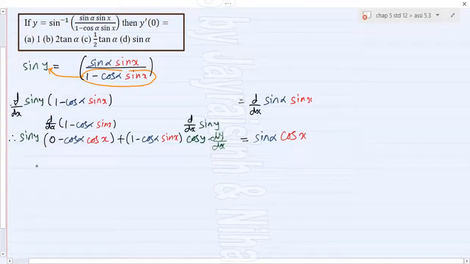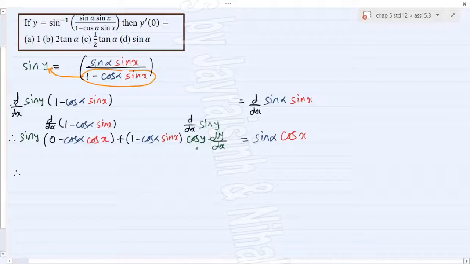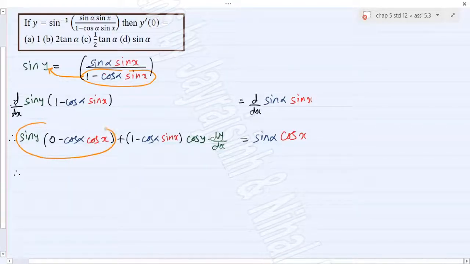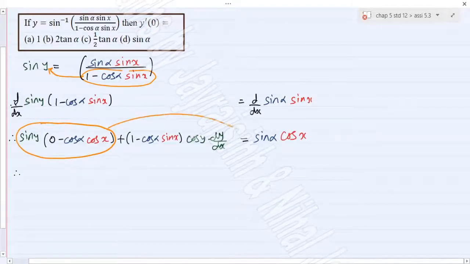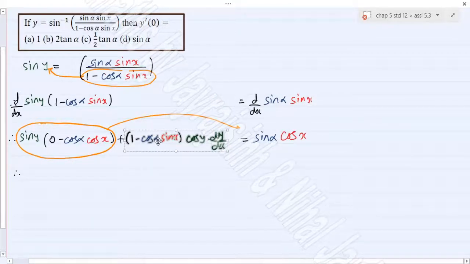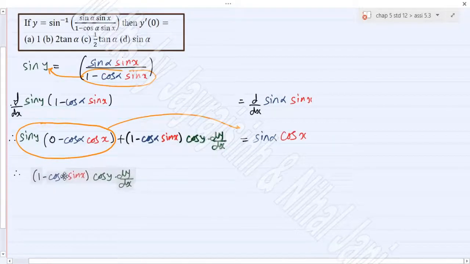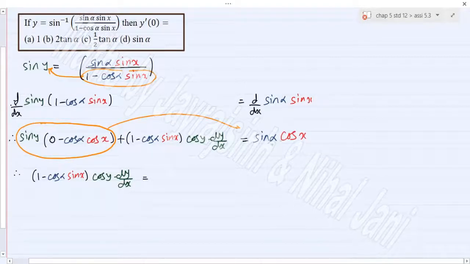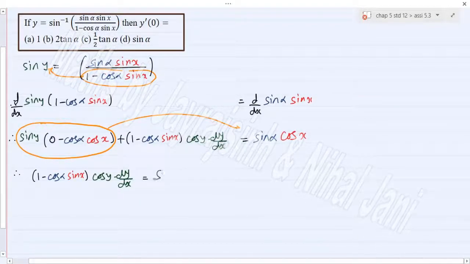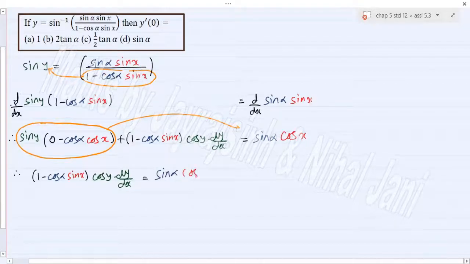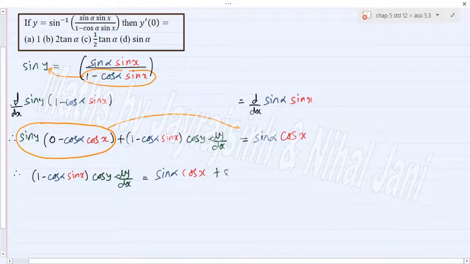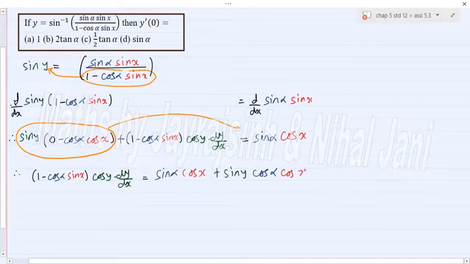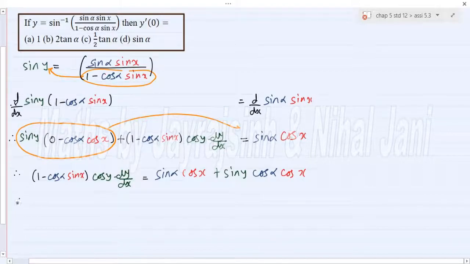So to get dy by dx, we just have to make it the subject, and for that we have to take our first term on the right hand side. So on left side, the only remaining term is 1 minus cos alpha sine x into cos y dy by dx, and on right hand side, your sine alpha cos x will be as it is, minus minus become plus sine y cos alpha cos x. Now it's time to make dy by dx the subject.